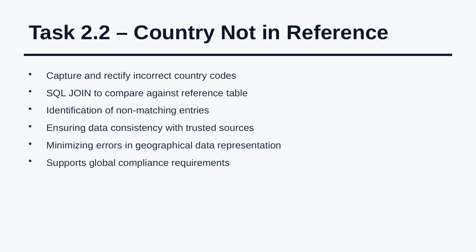It also helps us meet global compliance standards, as many regulations require precise country-level data. By catching these mismatches early, we reduce errors that could affect business decisions or regulatory audits, keeping our data trustworthy and aligned with recognized standards. Next, we'll look at how to handle invalid email formats to further improve data quality.